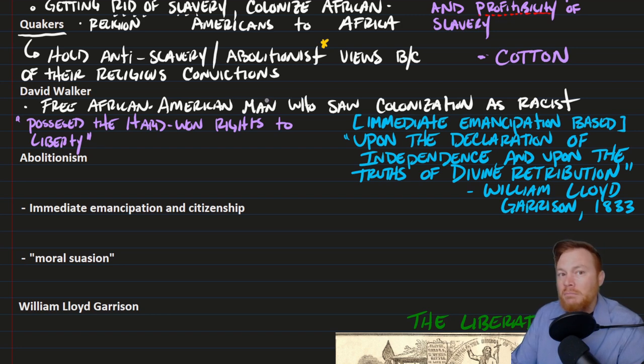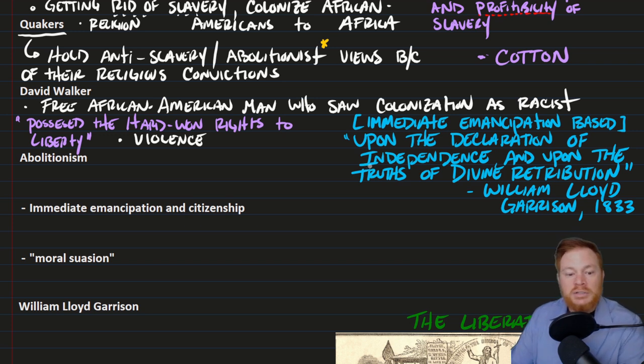One thing that might put David Walker outside the purview of the specific abolitionist movement is that he also proposed that slaves rise up and kill their masters. And so he was much more fiery and confrontational in his rhetoric. Broadly speaking, the abolitionists are looking for a peaceful solution to this.